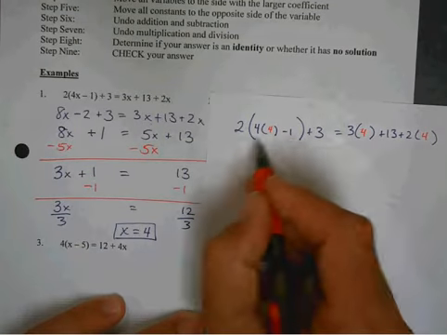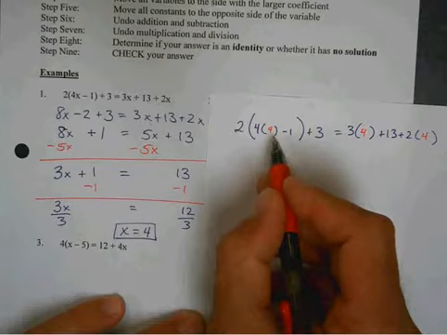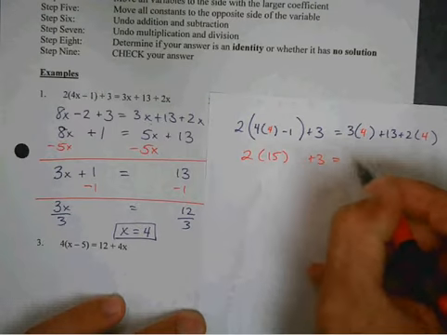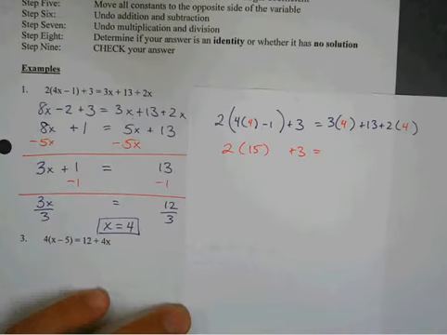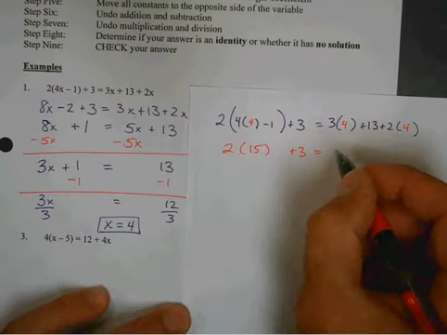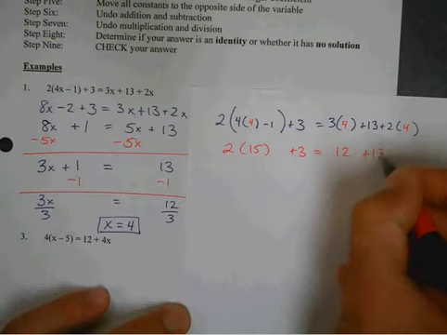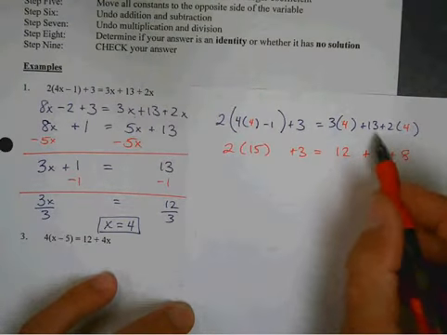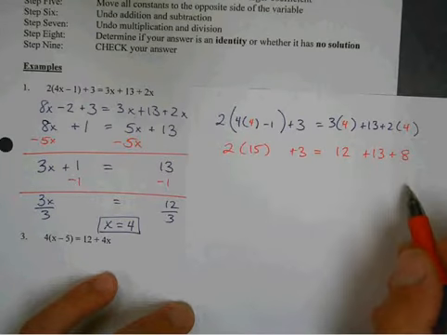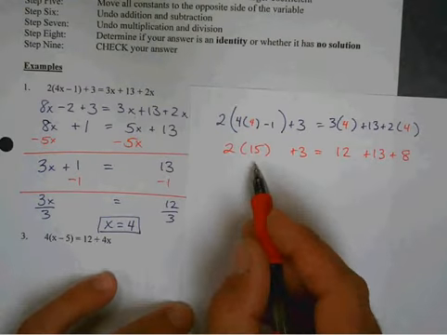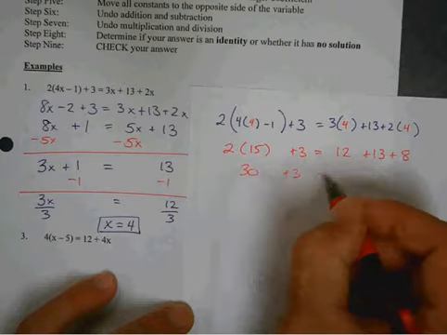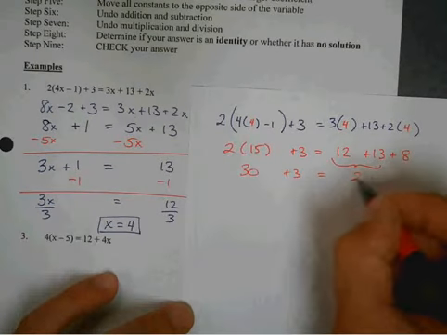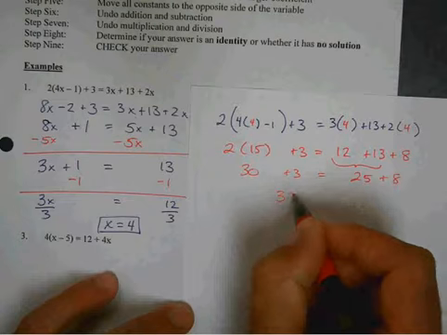Do the innermost parentheses first. So what's 4 times 4? 16. Minus 1. 15. Okay, so I got 15 there. Other side, 3 times 4? 12. Plus 13, plus 8. Don't succumb to the common error of saying the 13 plus 2 first. Notice you multiply first. All right, 2 times 15. 30 plus 3. Someone help me here. What's 12 plus 13 in your heads? 25. So, 33.